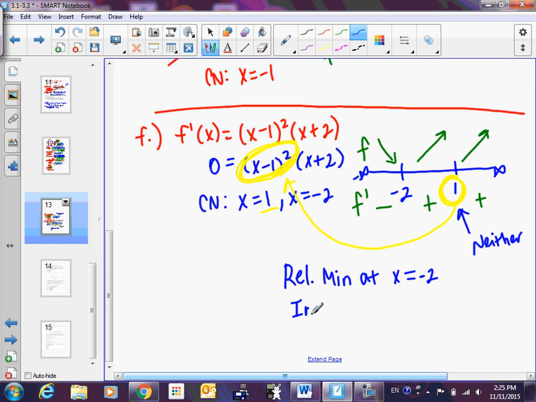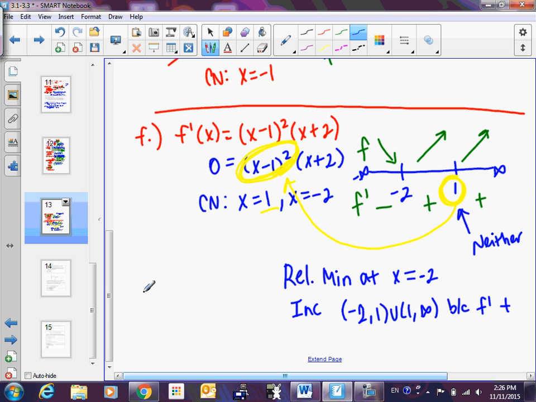And if you were writing the increasing interval, you would have to write it like this, -2 to 1, and then 1 to infinity. You cannot just go, oh, plus all the way through -2 to infinity. You have to skip over 1, because remember our because was because f prime was positive. F prime is not positive at x equals 1. It's 0.